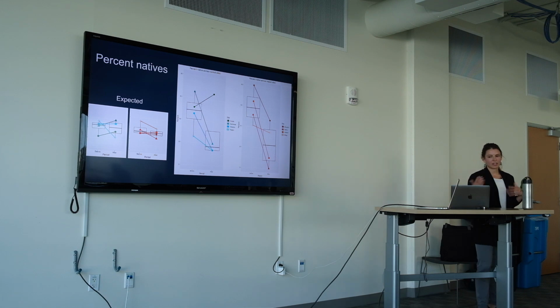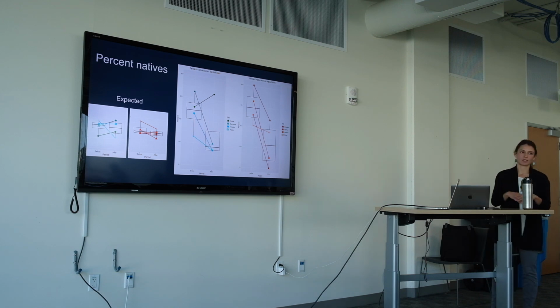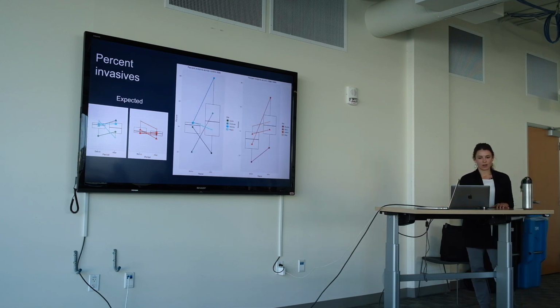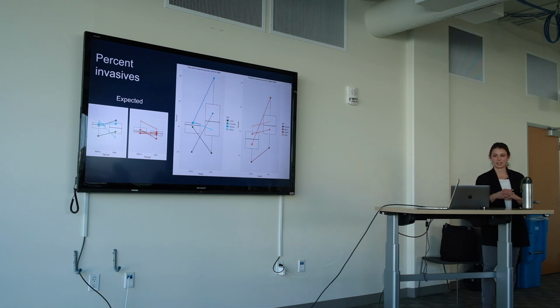And we didn't expect to find much difference in the percent of native species, but we ended up finding a decrease across all sites. So there are fewer natives and more non-natives than there were at that original study. And also, we didn't expect to see huge differences in the percent of species that are invasives, but we found an increase in invasives across all sites.